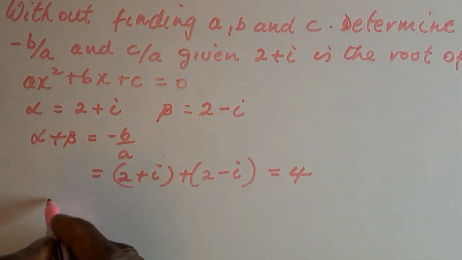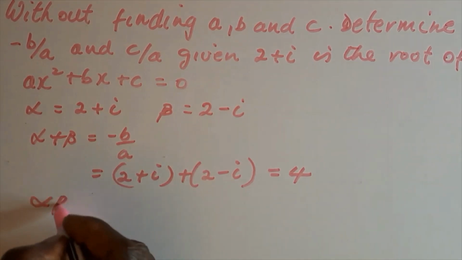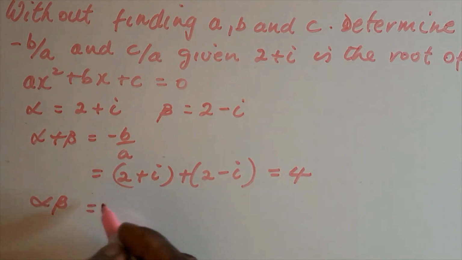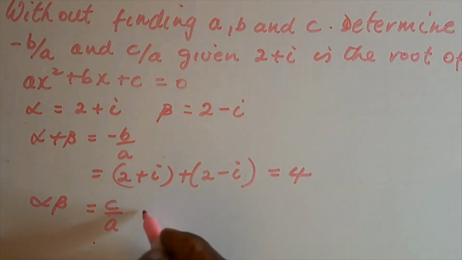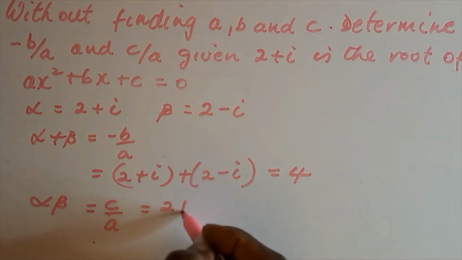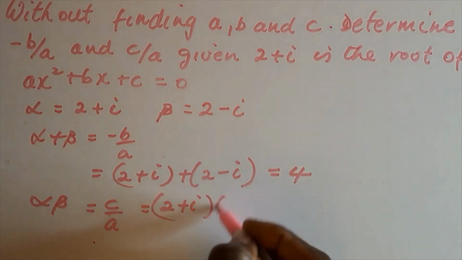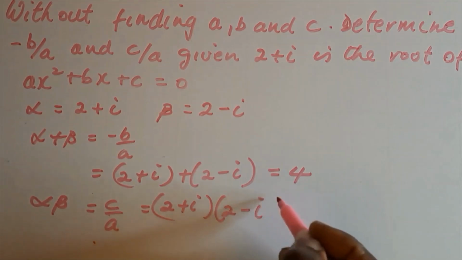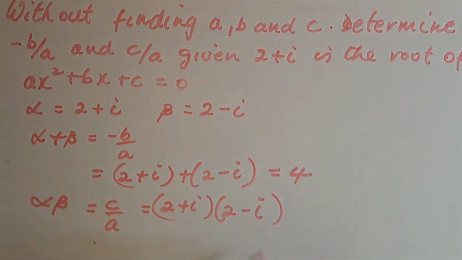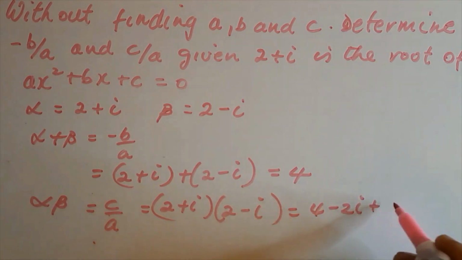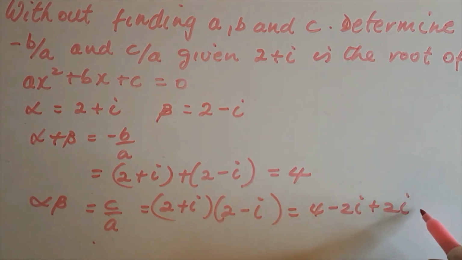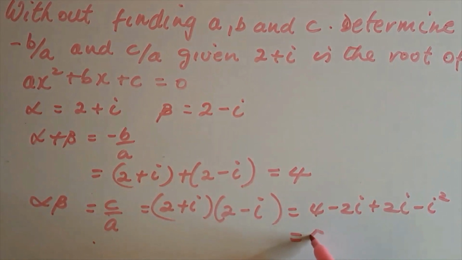And c over a is actually the product of the two roots, alpha times beta. It's c over a. And this is equivalent to 2 add i times 2 minus i. And this gives us 4 minus 2i add 2i minus i squared, which gives us 5.